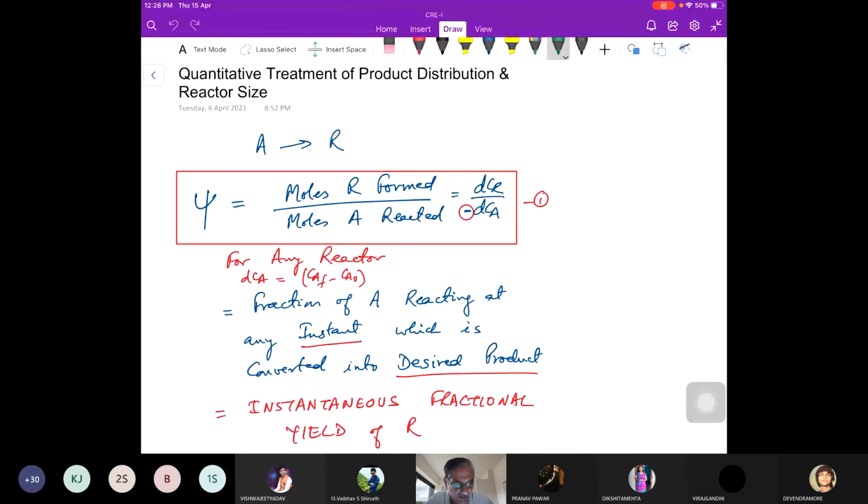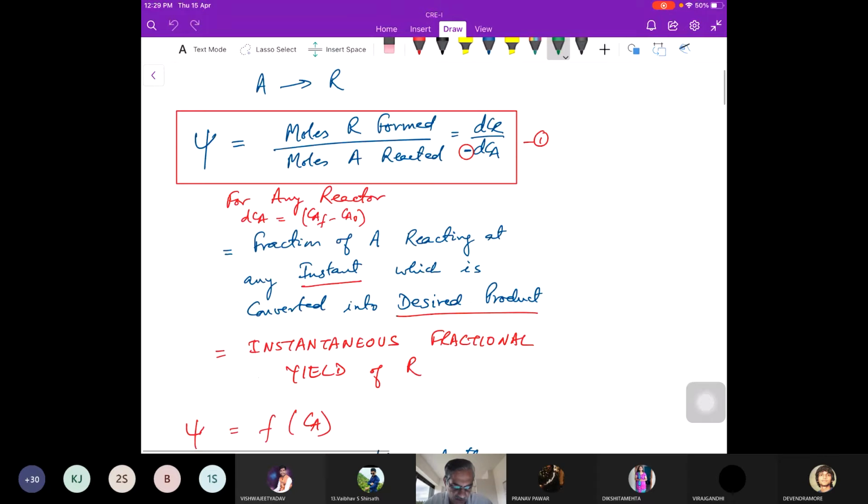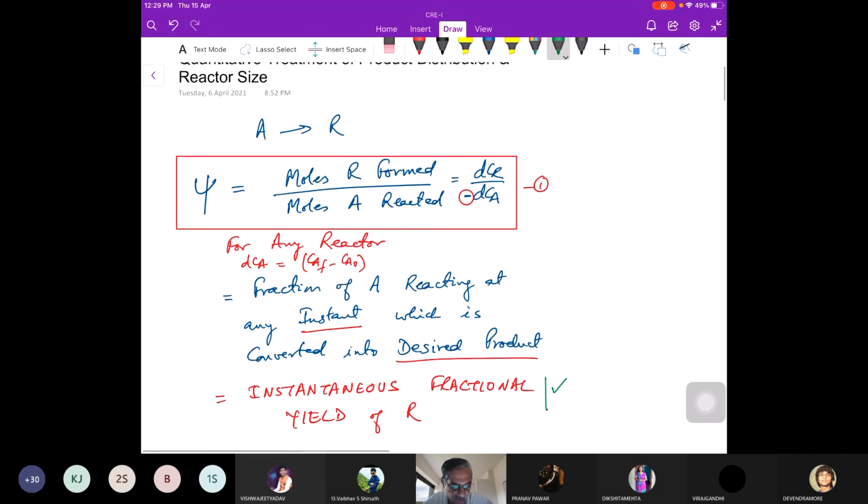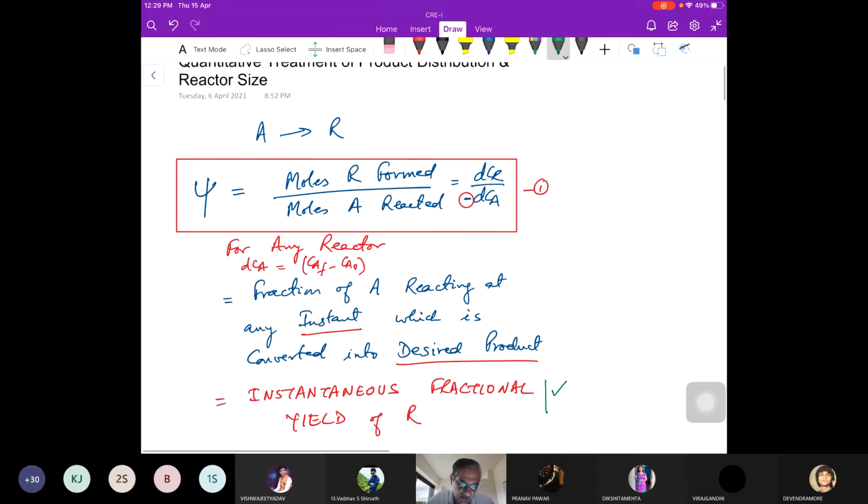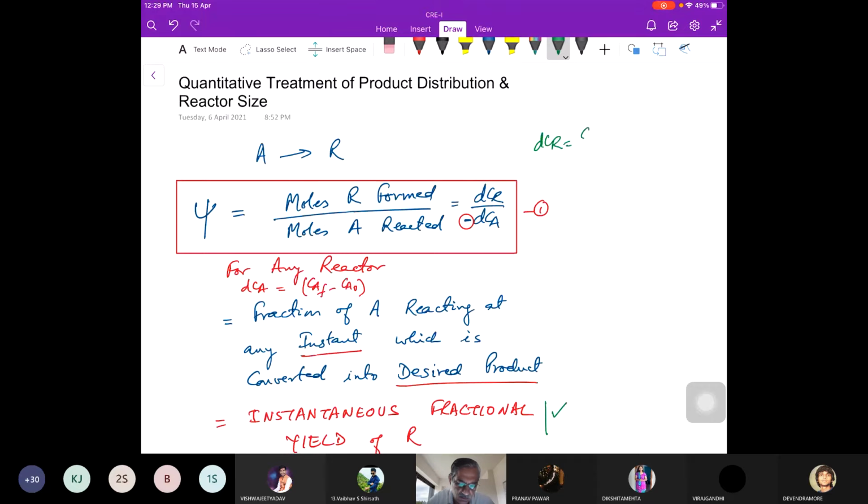Okay, so if we take a reaction, again we start with simple always. A goes to R. Then we define psi, which is called instantaneous fractional yield of R. That means at any instant, at any point in the reaction, what is the fractional yield of R? Okay, and that is defined as moles of R formed divided by moles of A reacted. So moles of R formed is dCR, and dCA is defined as CA minus CA0.